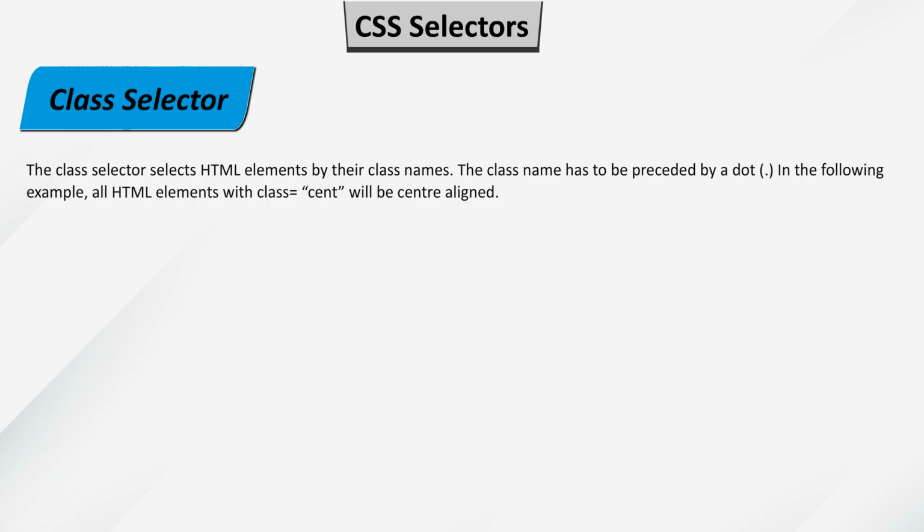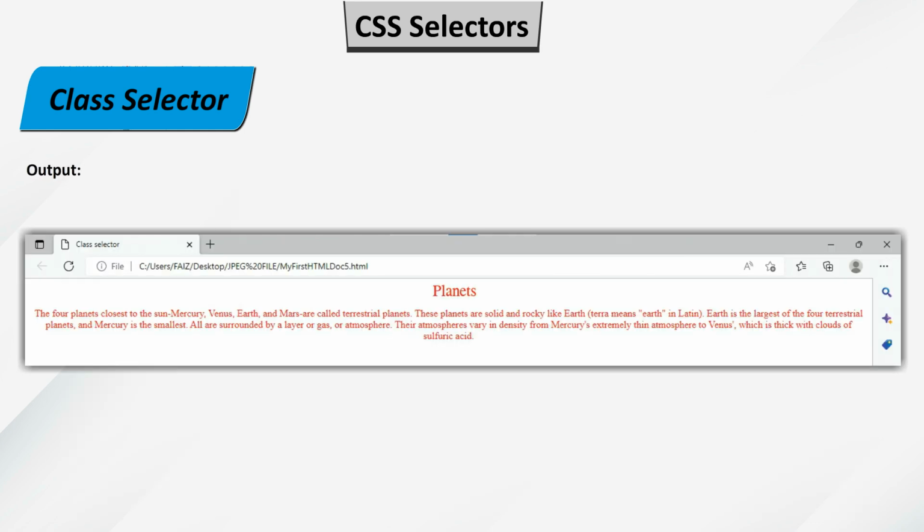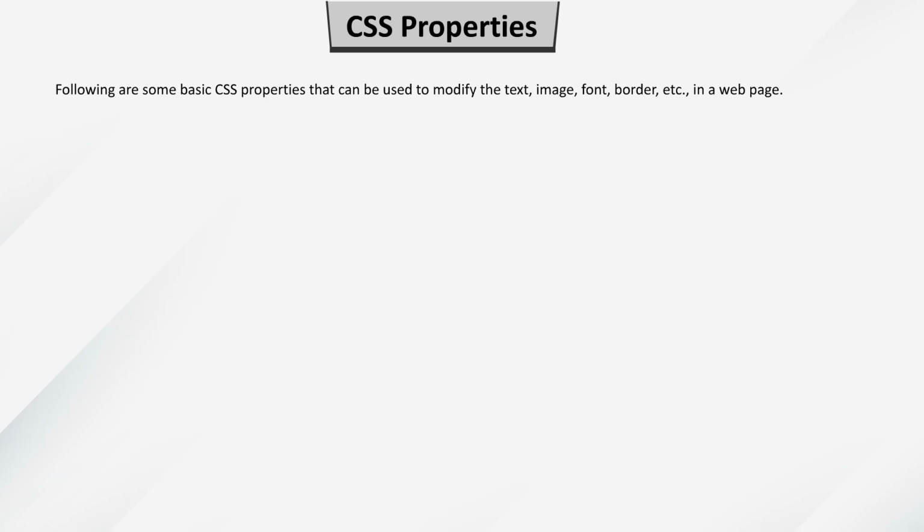Class selector. The class selector selects HTML elements by their class names. The class name has to be preceded by a dot. In the following example, all HTML elements with class equal to "cent" will be center aligned. Example. Output. CSS properties. Following are some basic CSS properties that can be used to modify the text, image, font, border, etc. in a web page.